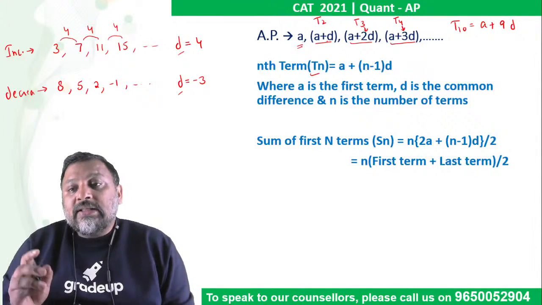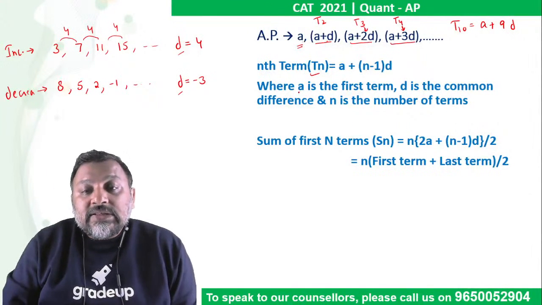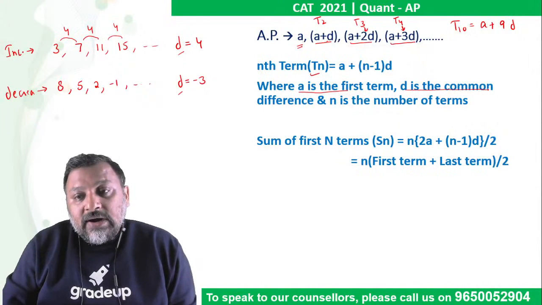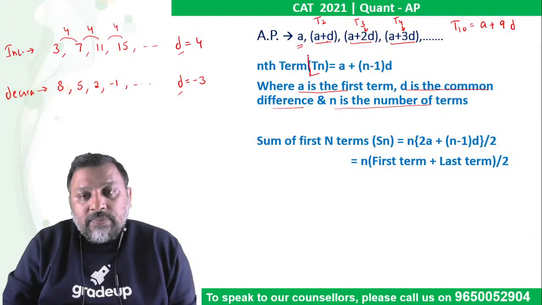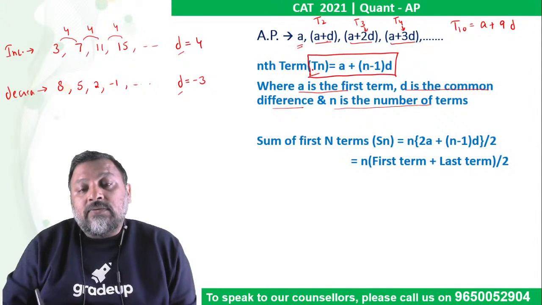So this is your 10th term. So a is the first term, d is the common difference, and n is the number of terms. So this is how we represent the nth term.